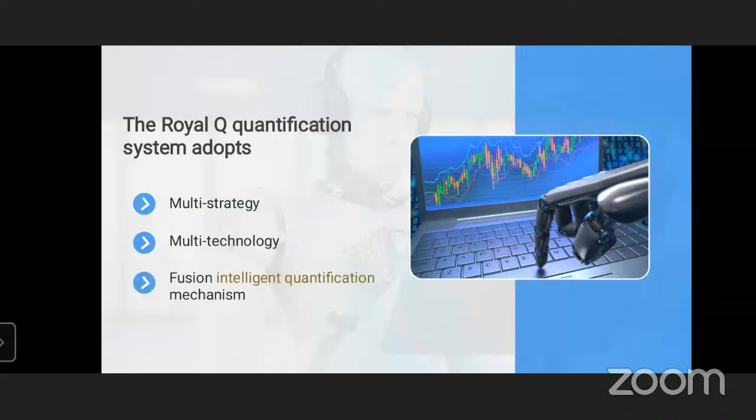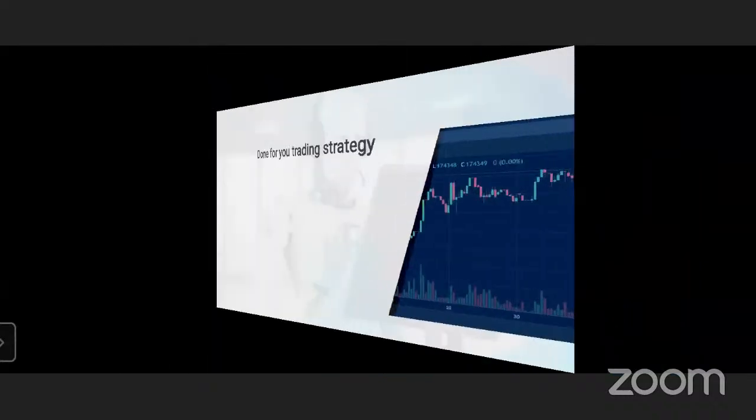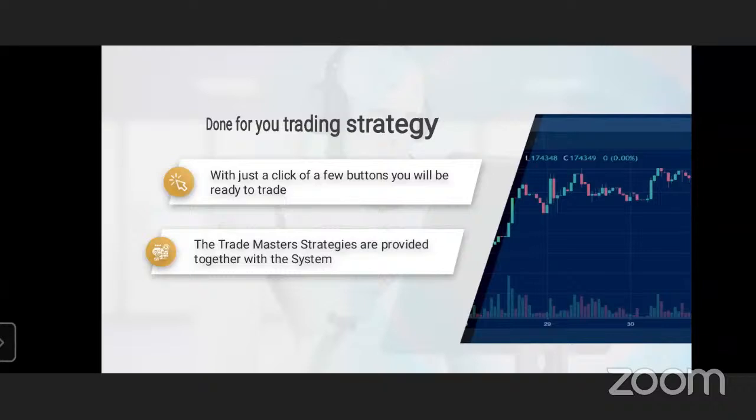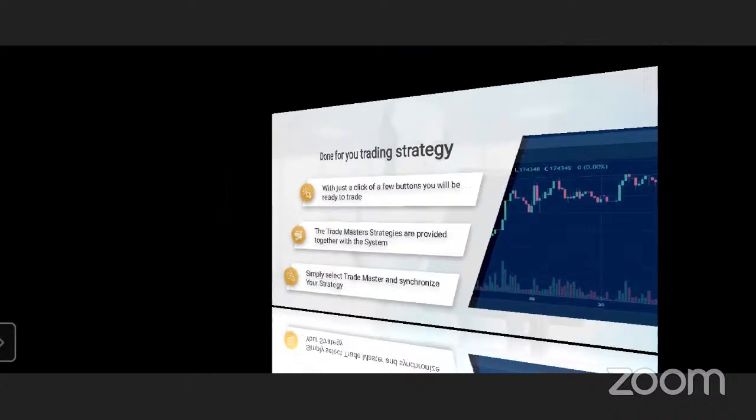So since it uses the intelligent quantification mechanism, there is power of maximization. And with just a click of a few buttons, you'll be ready to trade, ladies and gentlemen. The trade masters are also provided in the app for the maximization of profit. So simply select a trade master and synchronize your strategy.